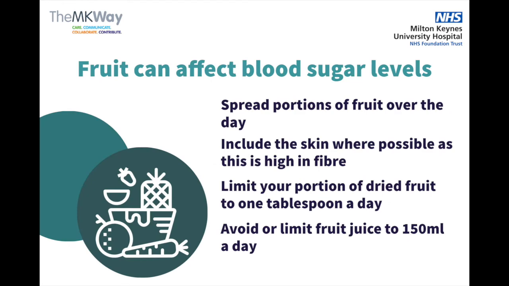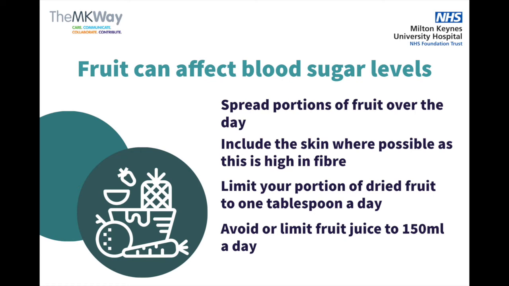Fruit can also affect your blood sugar. Try to spread portions of fruit over the day, having one portion at a time. A portion of fruit is what you can fit in the palm of your hand. For example, a medium-sized apple, pear, banana, or a handful of grapes. Include the skins on fruit where appropriate, as this is high in fiber. An average portion of fruit contains 15 to 20 grams of carbohydrates.